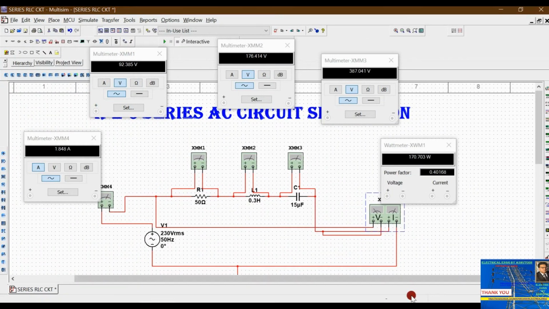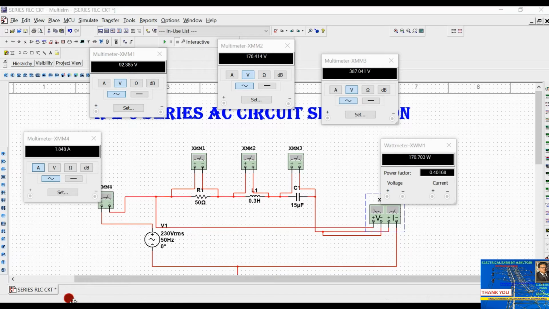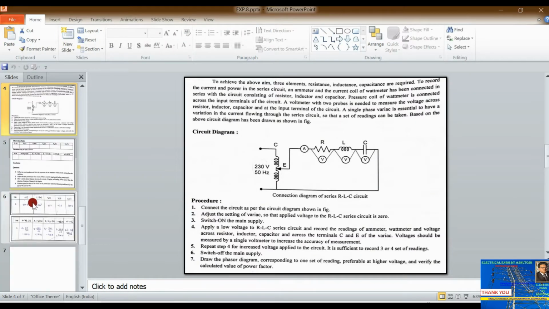Okay, so you can see this is voltage across resistor. Then you can calculate. See what was in the PPT, what was on the PPT. Then this is the observation table.